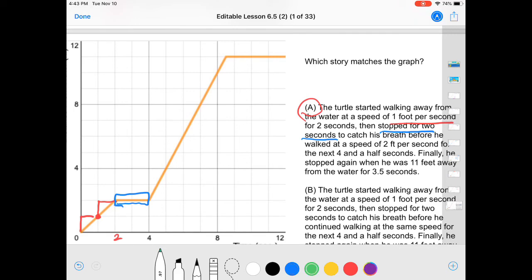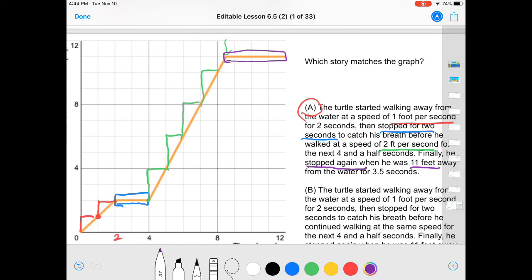Then he walks at a speed of 2 feet per second for the next 4.5 seconds. So that's up 2 feet in a second, 2 feet in a second, 2 feet in a second, 2 feet in a second for the next 4.5 seconds. So here's that little half there. Great. Then finally he stopped again when he was 11 feet away. And that's this part right here.